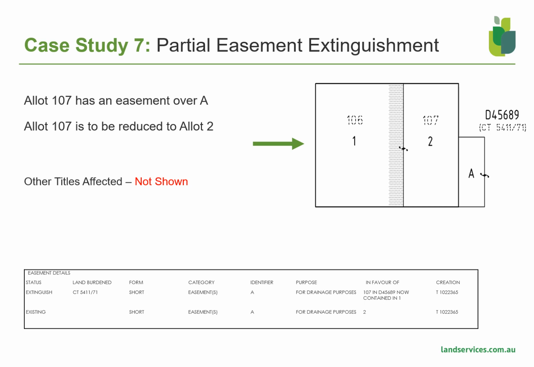The easement note below the diagram shows how the notes are to be shown. The in favour of for the extinguished note must accurately depict the extinguishment. This is shown as allotment 107 in D45689, now contained in allotment 1. The next note shows allotment 2 has an easement over A.